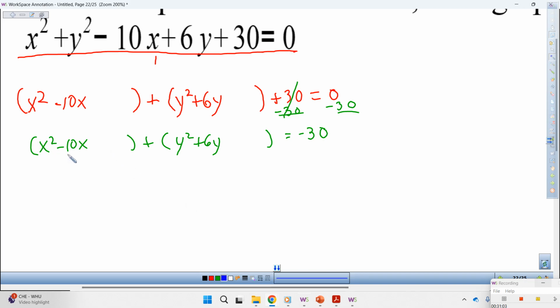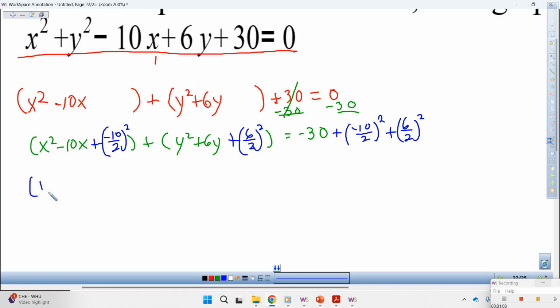Next, how do I complete the square here? Tell your neighbor, what do I write here to complete the square for this part? Caesar! What do I write? Negative 10 divided by 2 squared. And we do that to the other side as well. But now we have another perfect square here. So what do I write? Six divided by 2 squared to both sides.